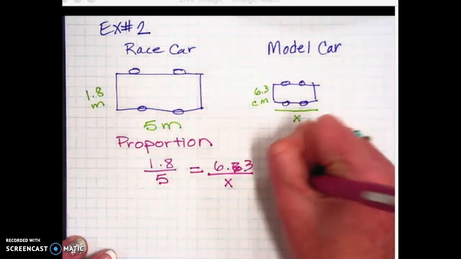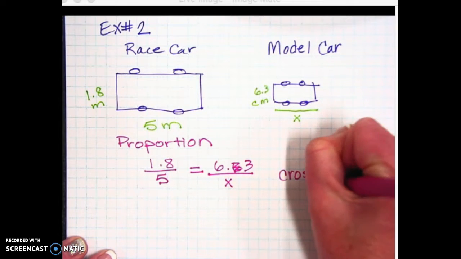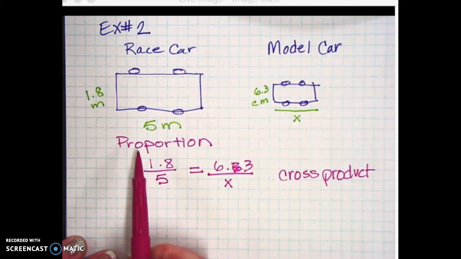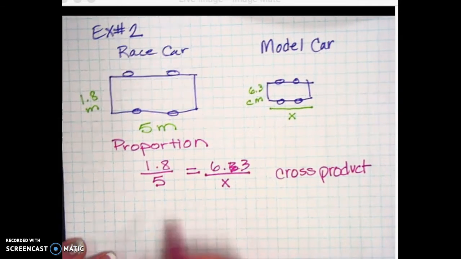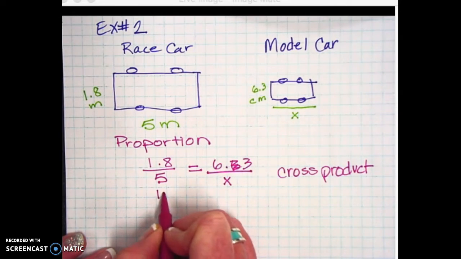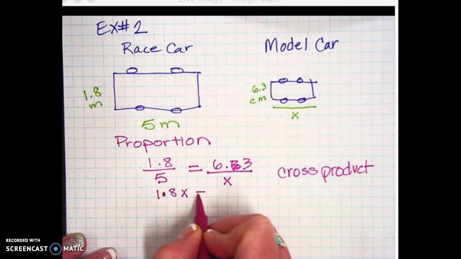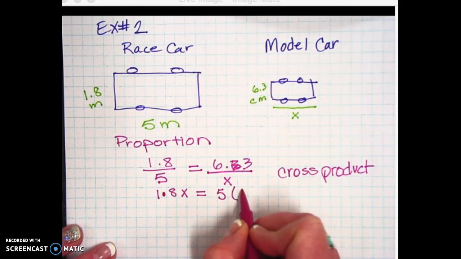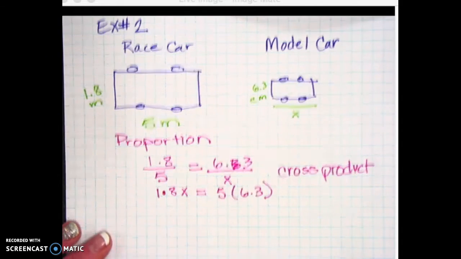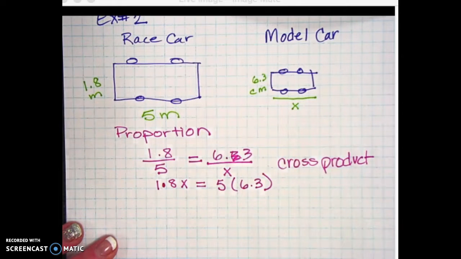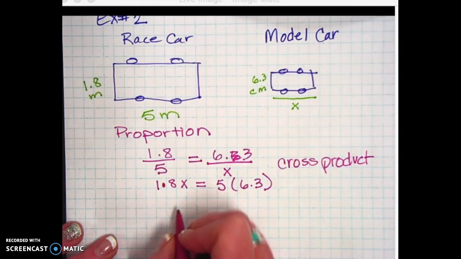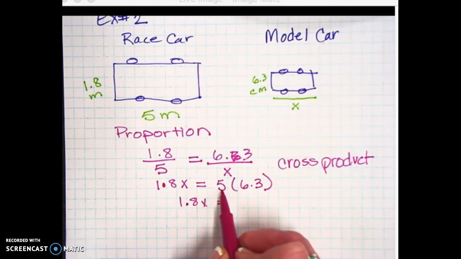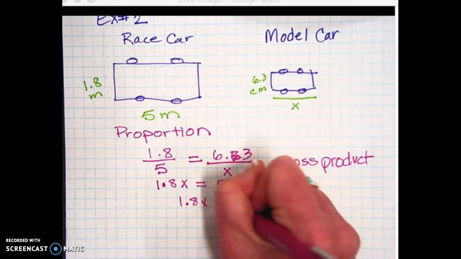So I'm going to do the cross product from here. I like my variable on the left, so I'm going to go this direction first, which means I'm going to have 1.8 times x, set that equal to 5 times 6.3. We're getting fancy with decimals, so I recommend you use your calculator. So we're going to have 1.8x, and 5 times 6.3 is 31.5.